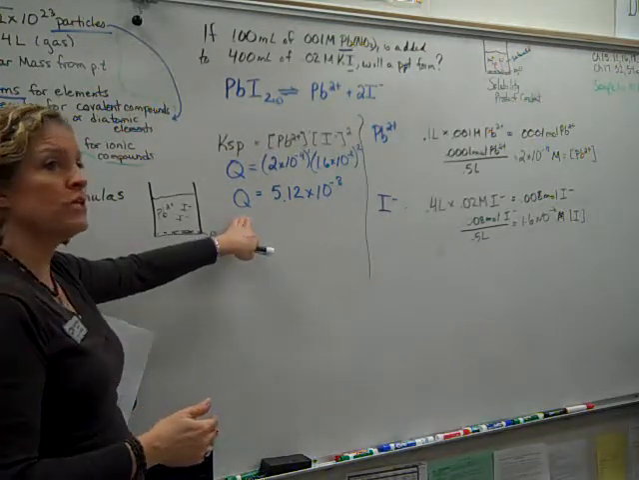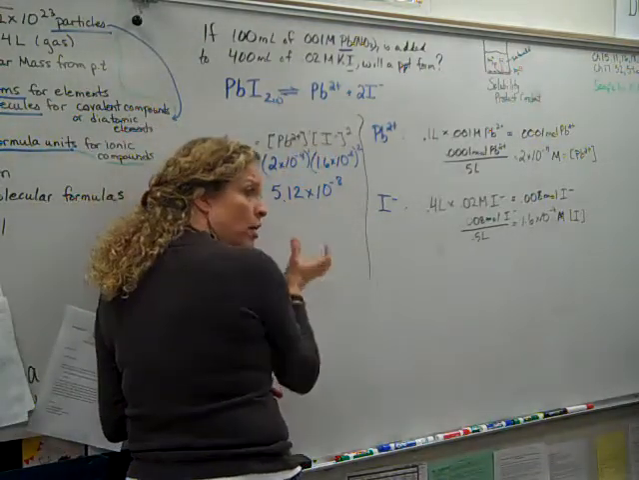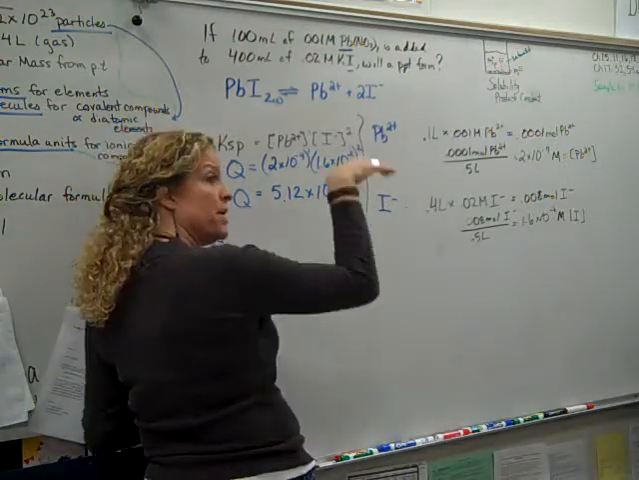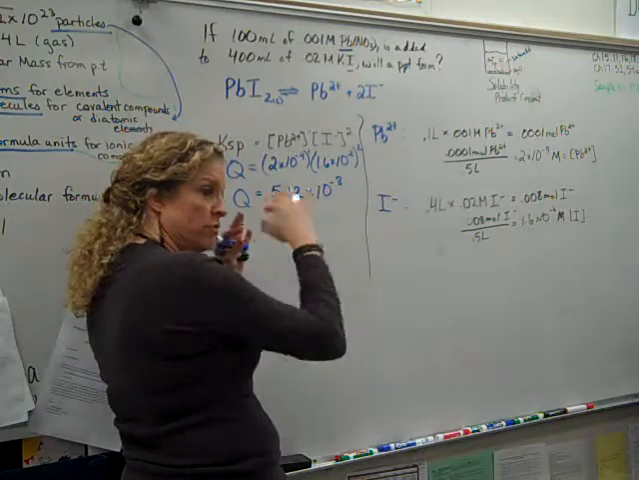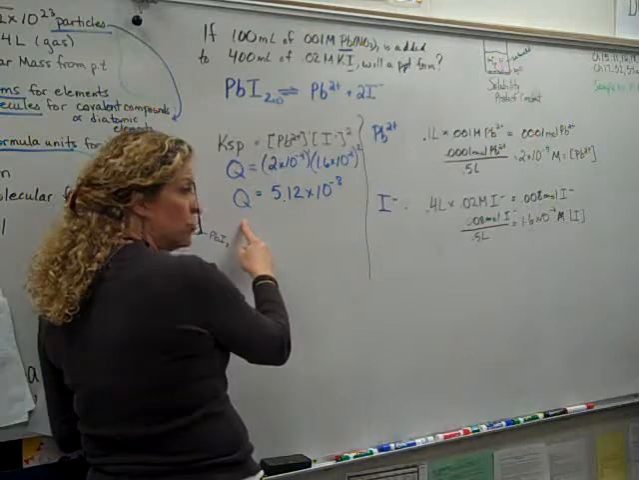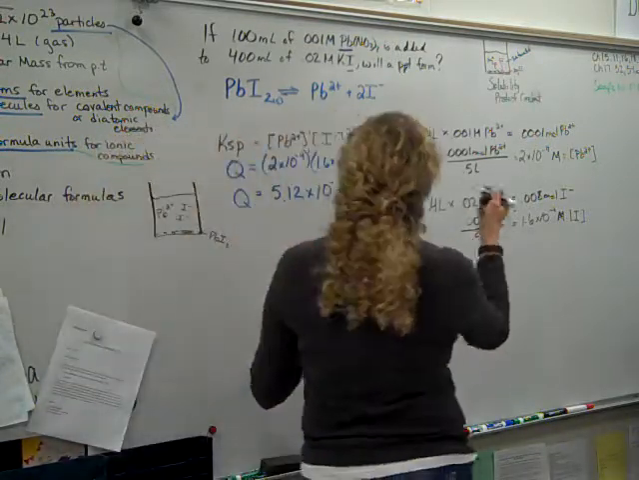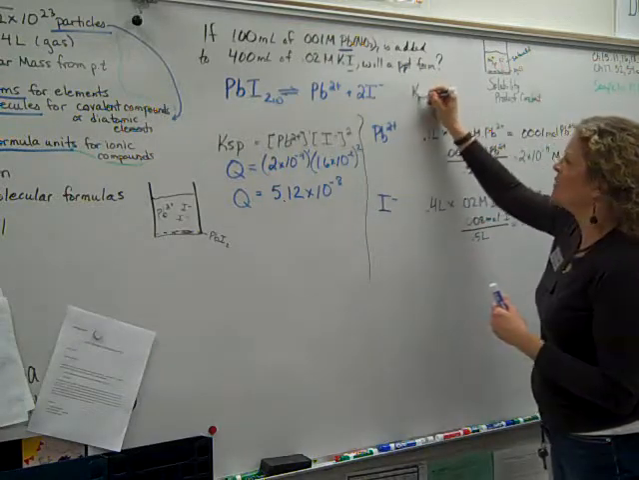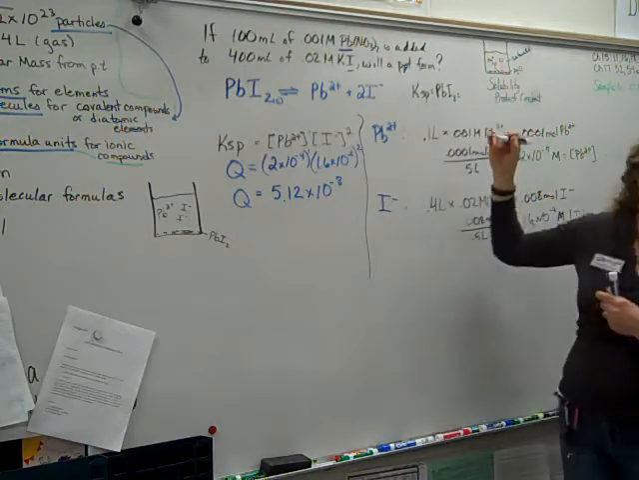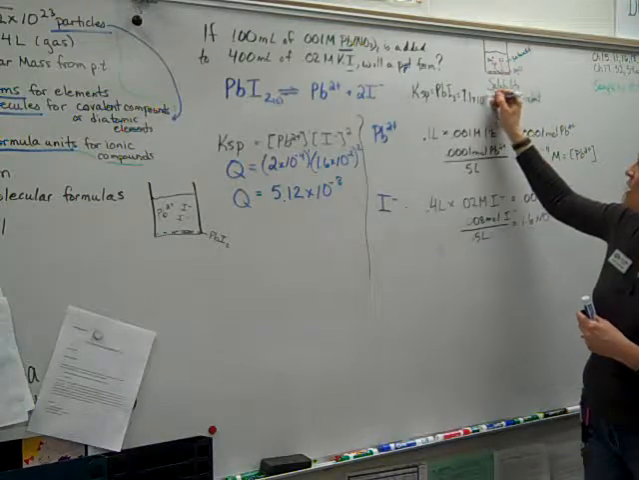But here's the deal. Remember what we said before? If these ions are smaller than what fits, then there's no precipitate because there was room. But if they're bigger than what fits, then those extra ions will precipitate out. So what I'm going to do is compare this Q to the K value. I had the K value written earlier. Let me write it again. The Ksp for lead iodide, wasn't it 7.1 times 10 to the negative 9? Yeah, 7.1 times 10 to the negative 9.